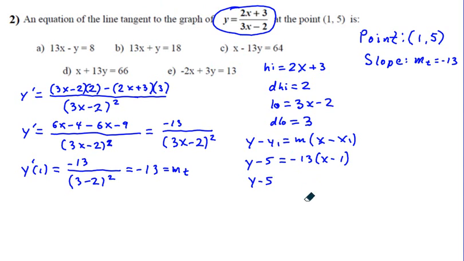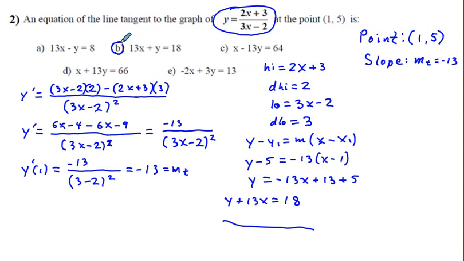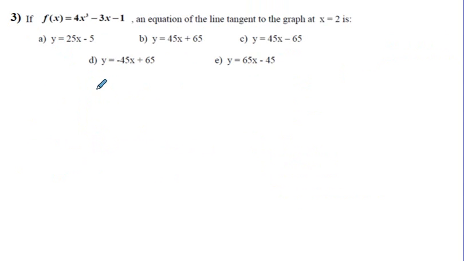Well, let's go ahead and add 5 to both sides. So I'm going to kind of work a couple steps at the same time. Y equals negative 13x, and negative 13 times negative 1 is going to be plus 13, and we're going to have plus 5 from the left, and we add 13x to both sides of the equation. We get y plus 13x is equal to 18, and so that's going to be our answer, which is answer choice B.